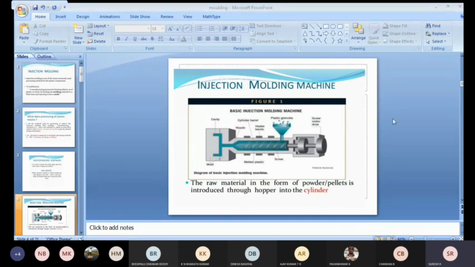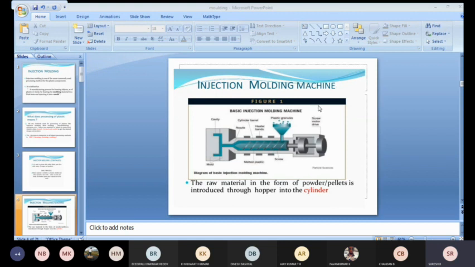Coming to the working conditions: once the motor has been switched on, the plastic granules of any shape are placed through the hopper into the cylinder barrel. It is surrounded by heater bands, which supply heat continuously. As the heat is supplied, the raw plastic granules melt and convert from solid into liquid.